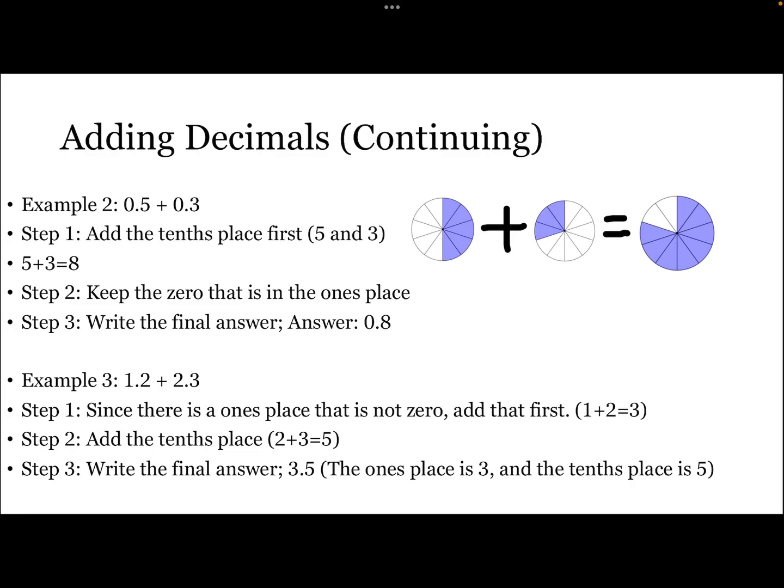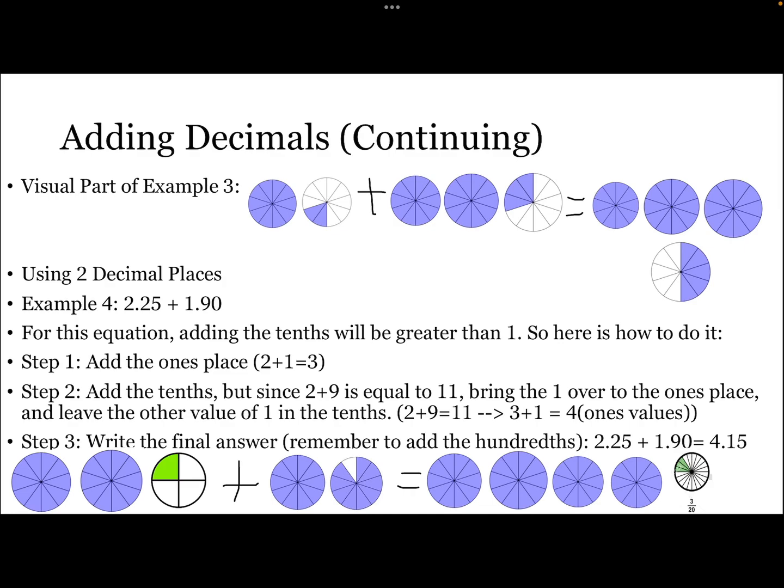Example 3, 1.2 plus 2.3. Step 1, since there is a ones place that is not 0, add that first. 1 plus 2 is 3, since 1 and 2 are both in the ones place. Step 2, add the tenths place. 2 and 3 equals 5. Step 3, write the final answer, 3.5. The ones place is 3 and the tenths place is 5.